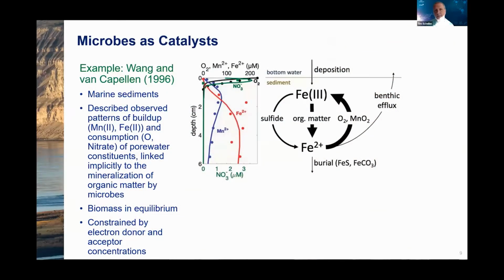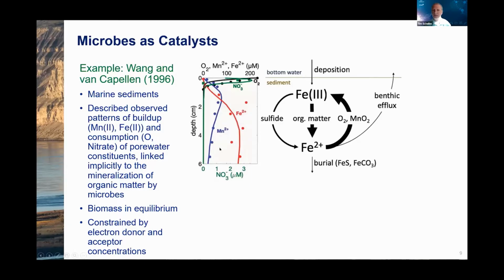So the first step of incorporating microbes early on was treating microbes as catalysts for these reactions. And so an example of that is a paper by Wang and Van Cappellen from 1996, where they studied marine sediments, and they observed that there is a typical profile of various electron acceptors in this system. So oxygen you would see very high at the surface of the sediment column, the interface with the water body, and then you'd see that depleted quickly, and nitrate also depleted fairly quickly, and then the buildup of reduced iron and manganese as these processes proceeded.